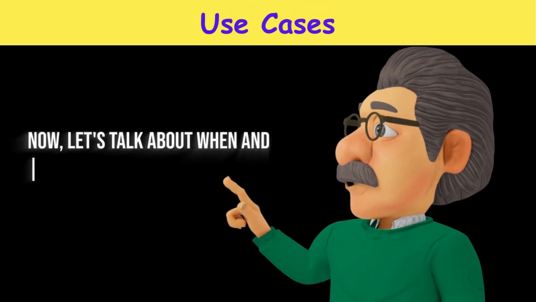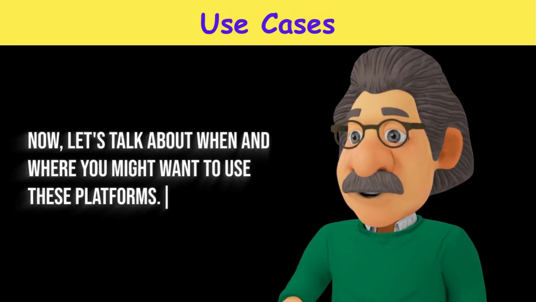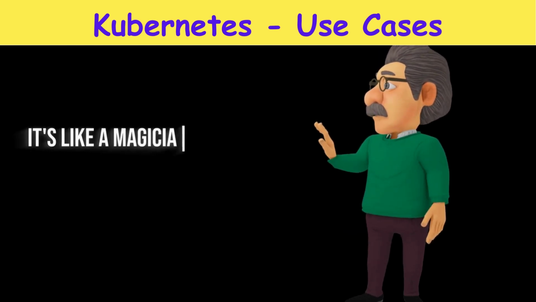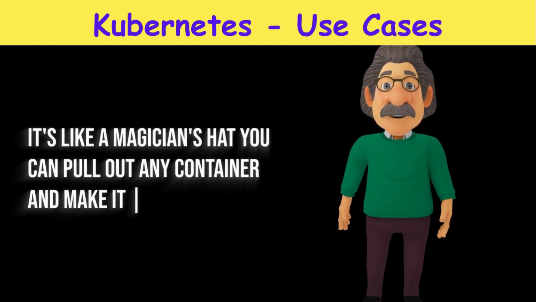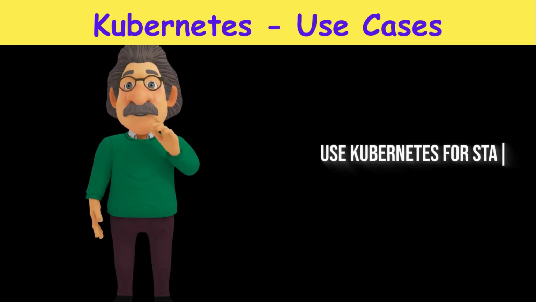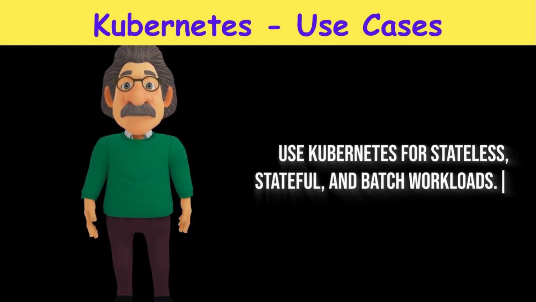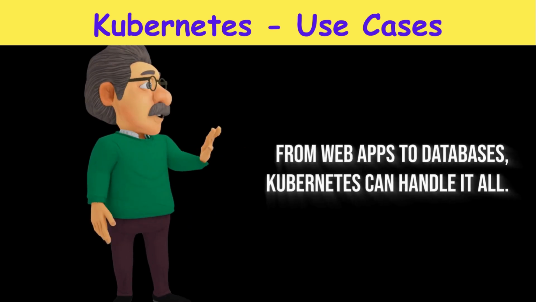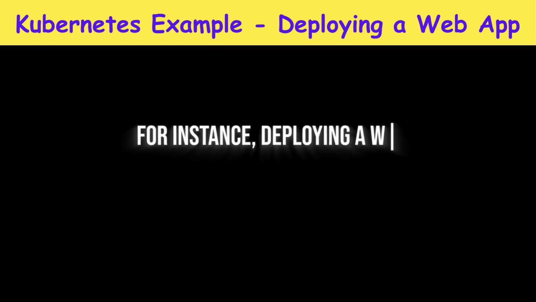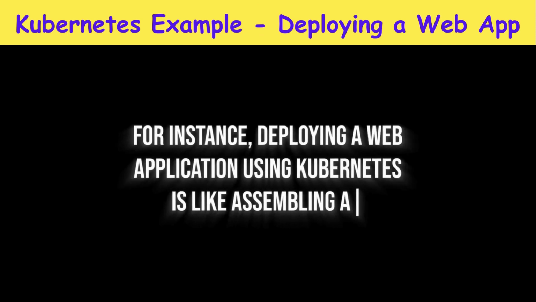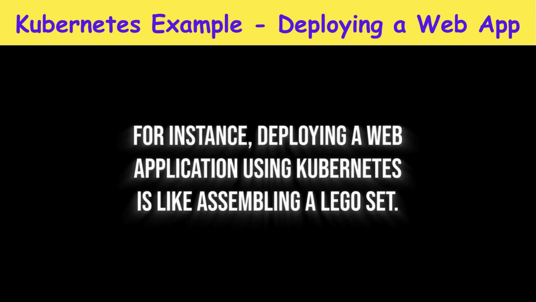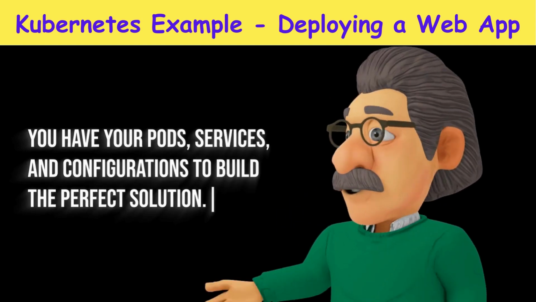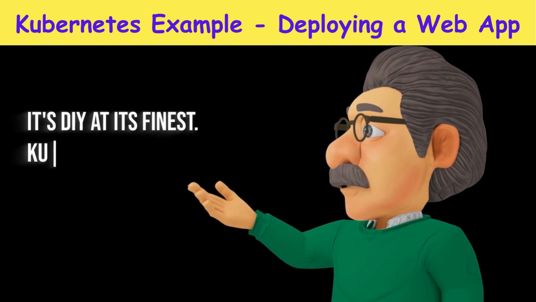Now, let's talk about when and where you might want to use these platforms. Kubernetes shines when you need flexibility. It's like a magician's hat. You can pull out any container and make it work. Use Kubernetes for stateless, stateful, and batch workloads. From web apps to databases, Kubernetes can handle it all. For instance, deploying a web application using Kubernetes is like assembling a Lego set. You have your pods, services, and configurations to build the perfect solution. It's DIY at its finest.